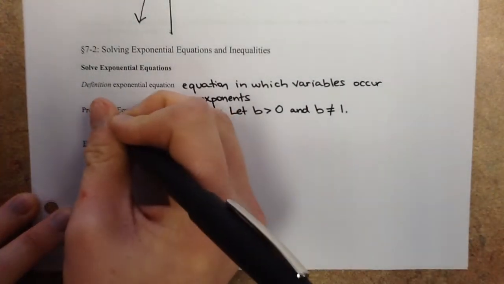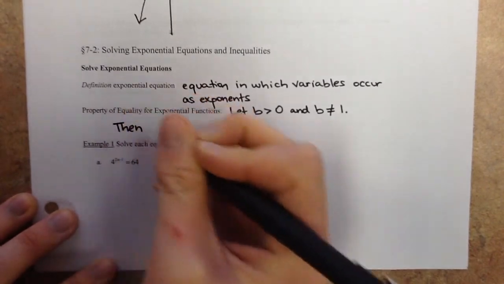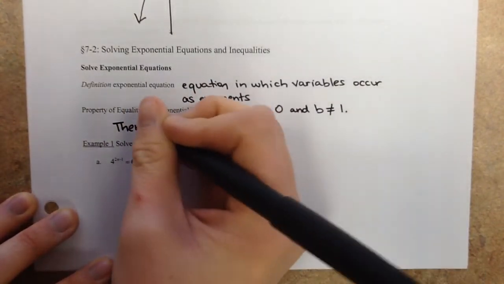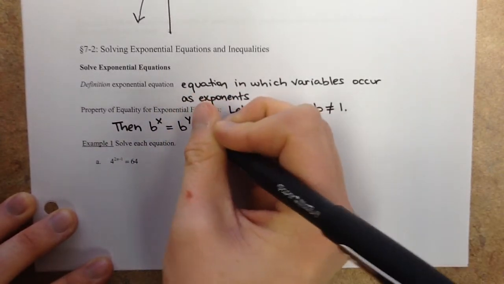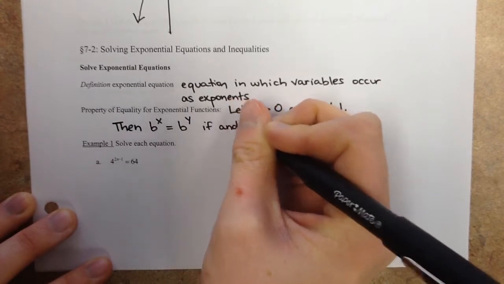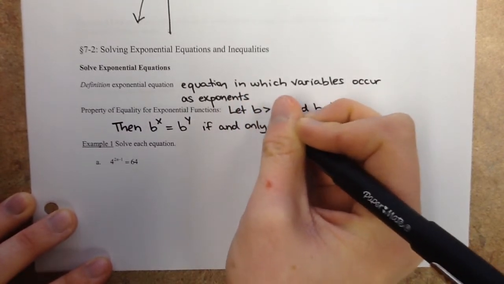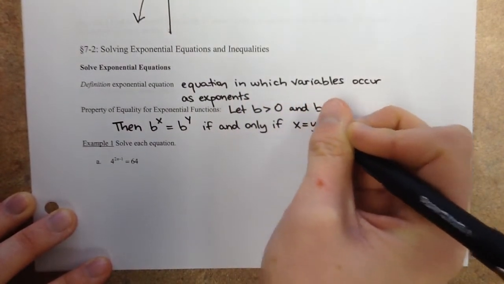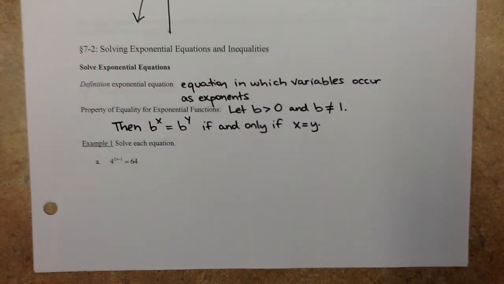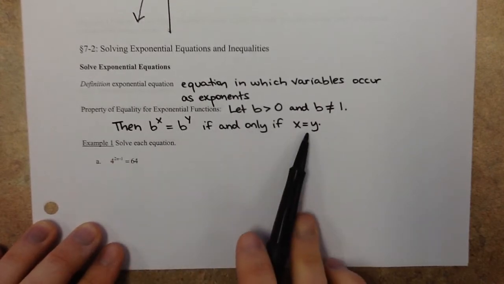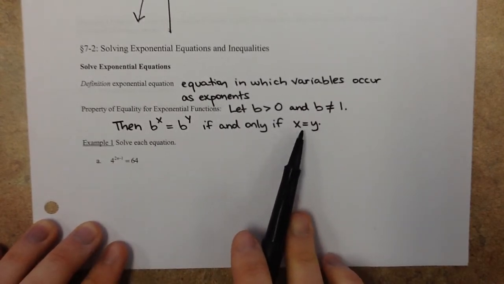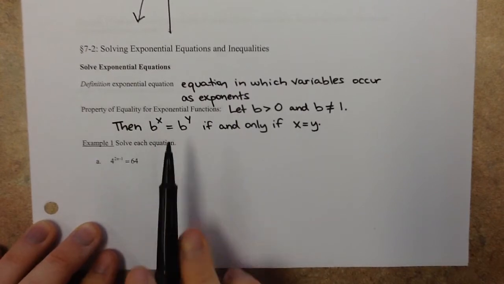So then here's the actual property. Then b to the x is equal to b to the y if and only if x is equal to y. I'll explain that in a second too. You guys know if-then statements, how those work. If and only if statements go back and forth. So if and only if means if this is true, then this is true, and also, if this is true, then this is true. So it kind of goes back and forth.